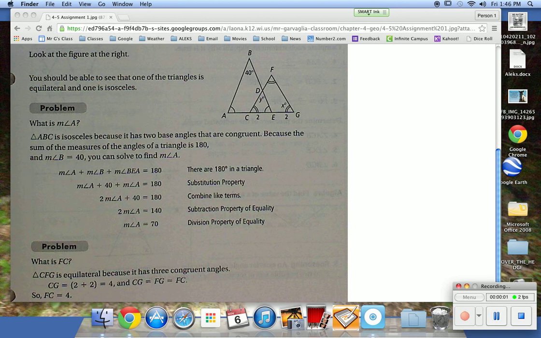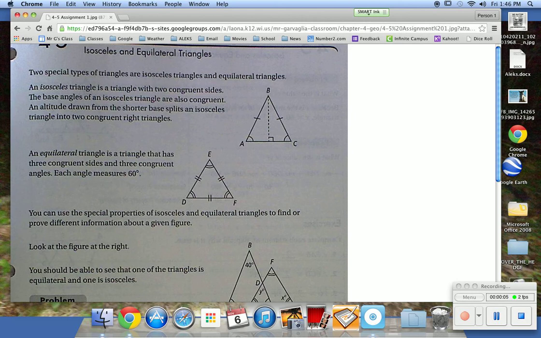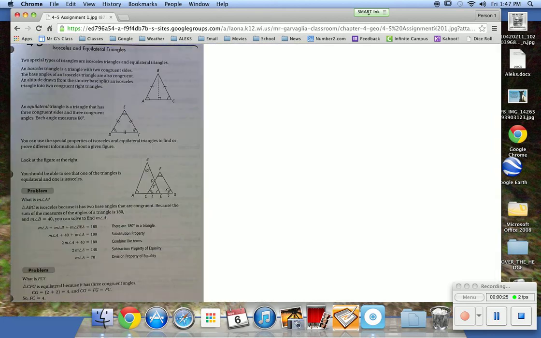All right, we are going over Chapter 4, Section 5. We're going to learn about isosceles and equilateral triangles. There's some things that are important with those two triangles that we need to understand because you're going to be doing some work with them.